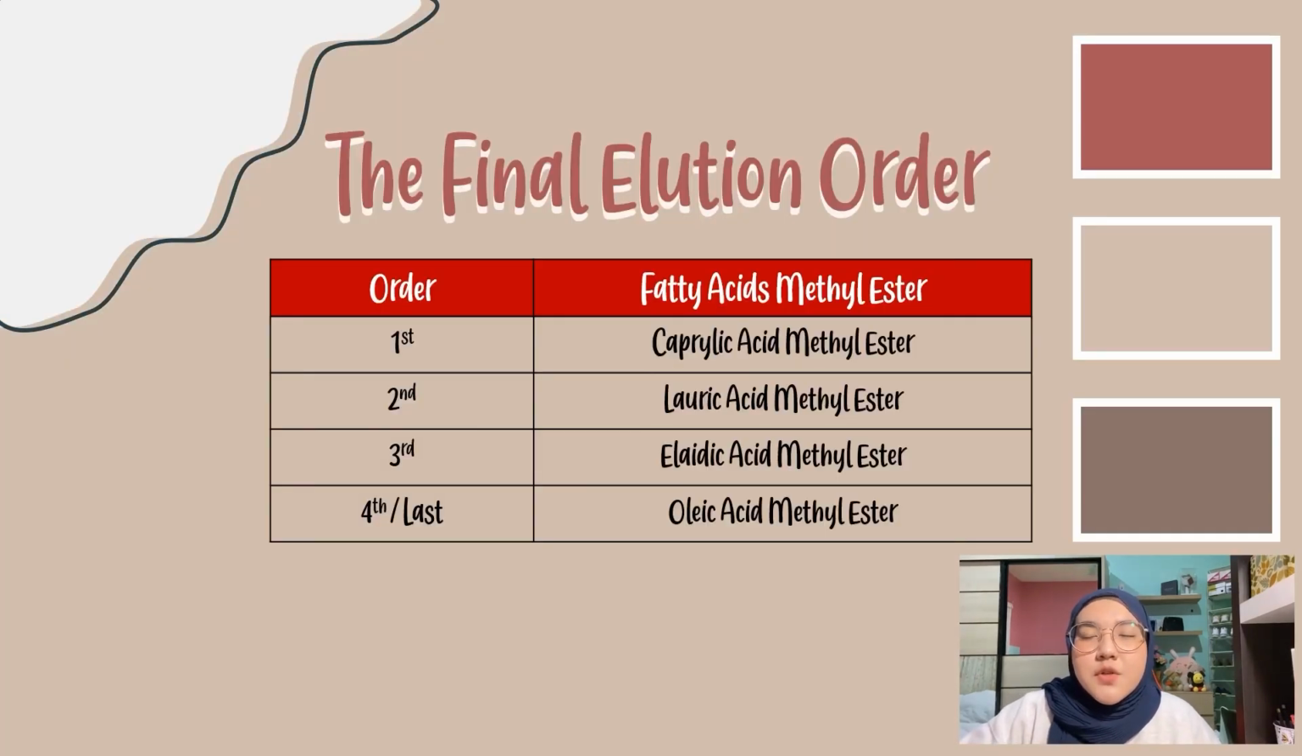So, the final elution order of the fatty acids will be as below. The first one, caprylic acid methyl ester. Second, lauric acid methyl ester. The third one, allylic acid methyl ester. And lastly, would be oleic acid methyl ester.